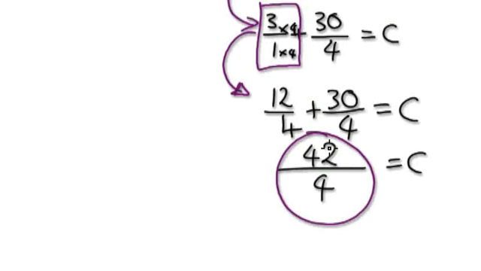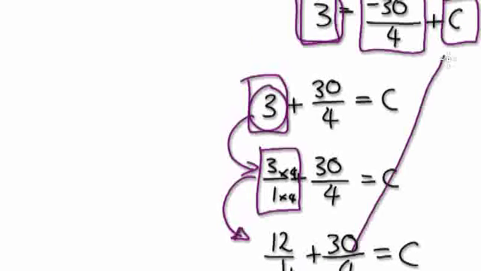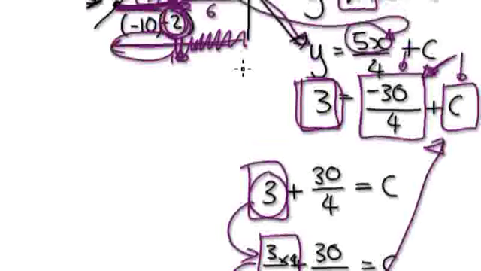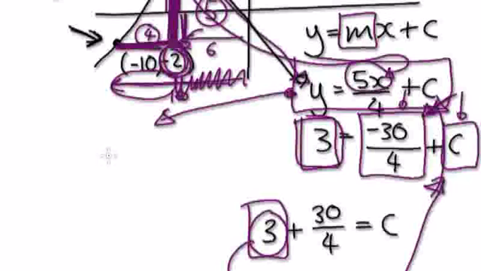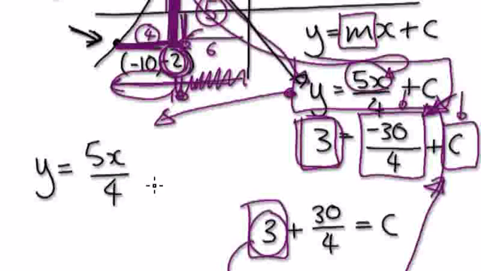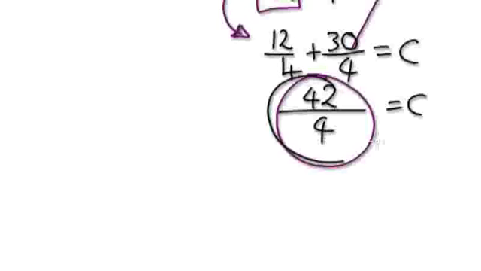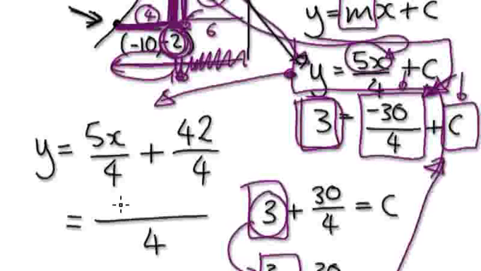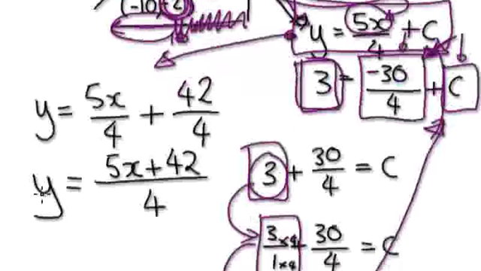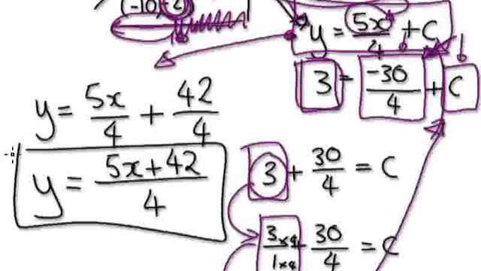So now all we need to do is put this back into the c here, into this one here. So let me rewrite this one over here. So this will be y equals 5x over 4 plus c. Well, c is 42 over 4, so it will be 42 over 4. Now the two denominators are the same, so let's merge them. So this will be 5x plus 42 over 4. So the equation of that line is given by this here.